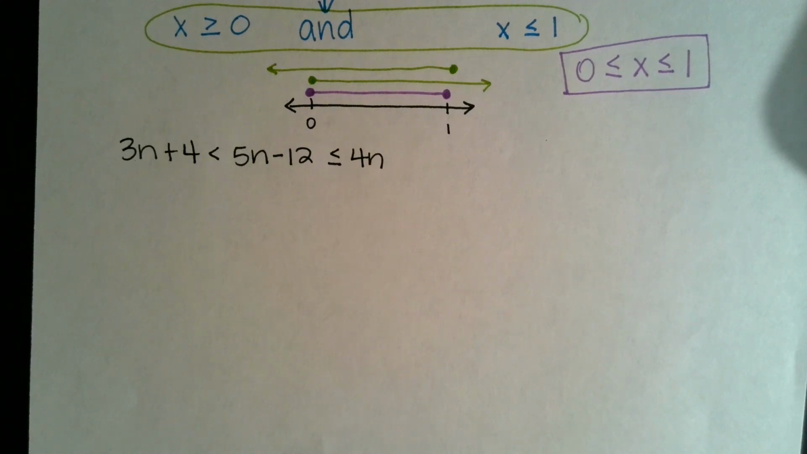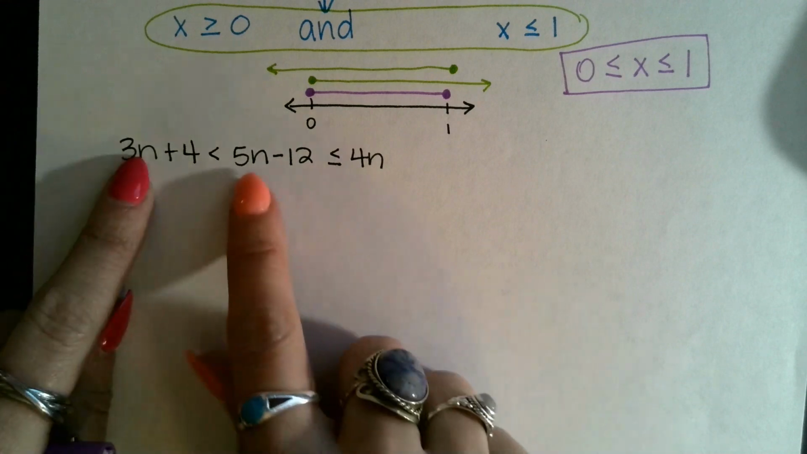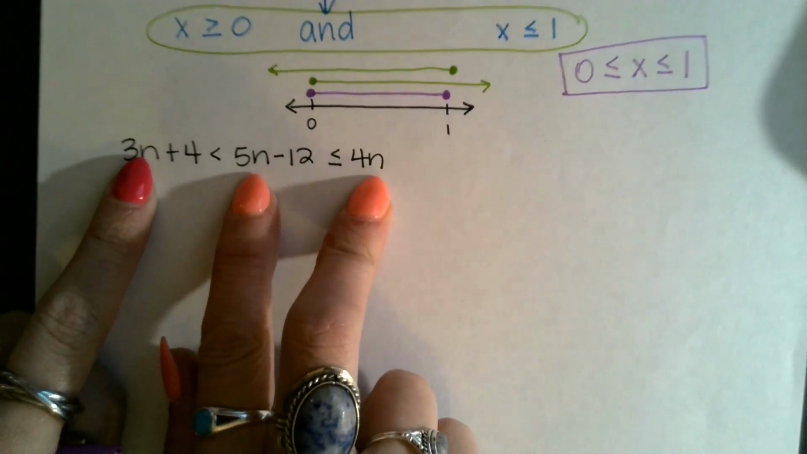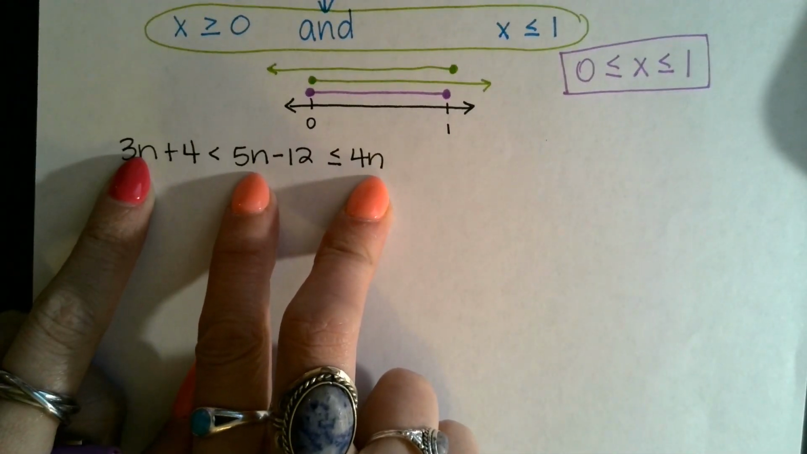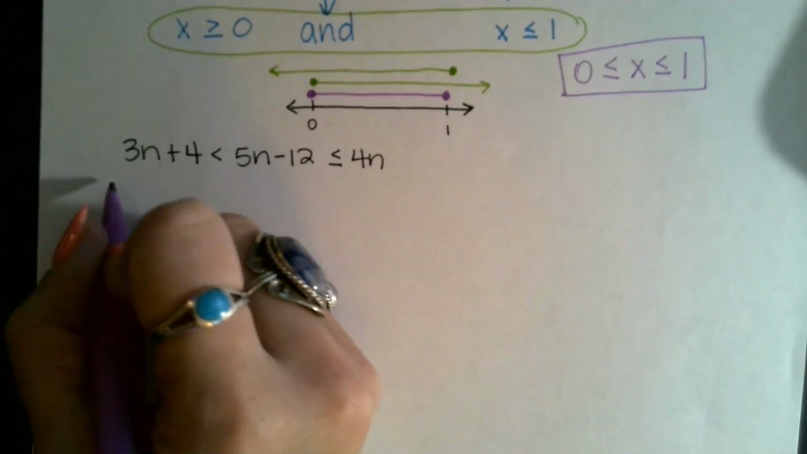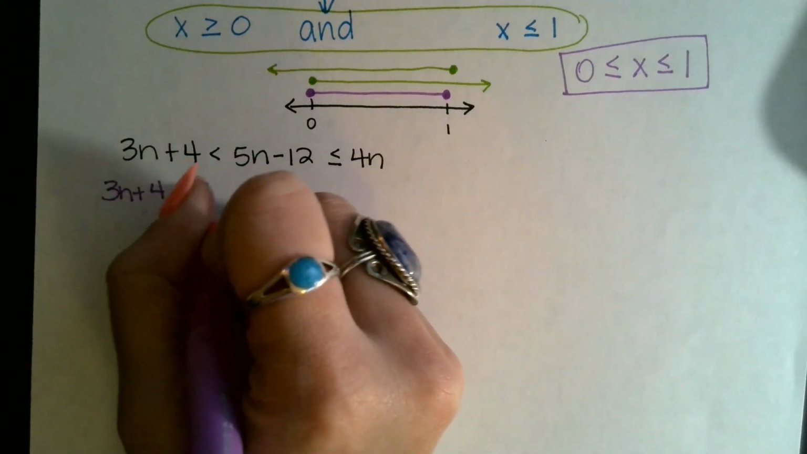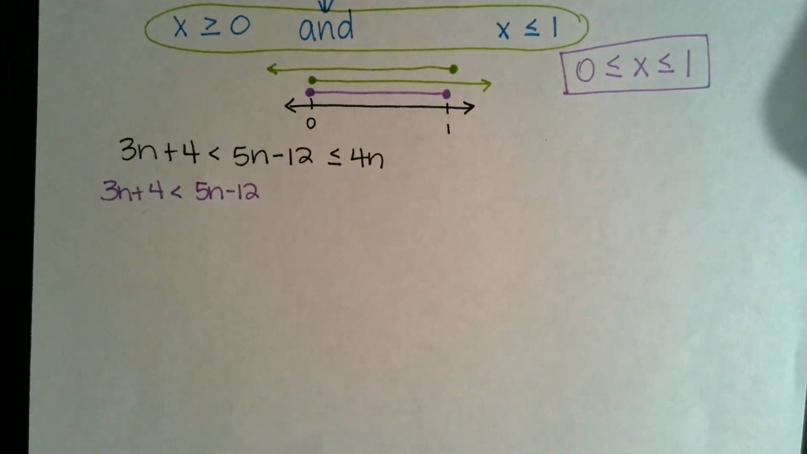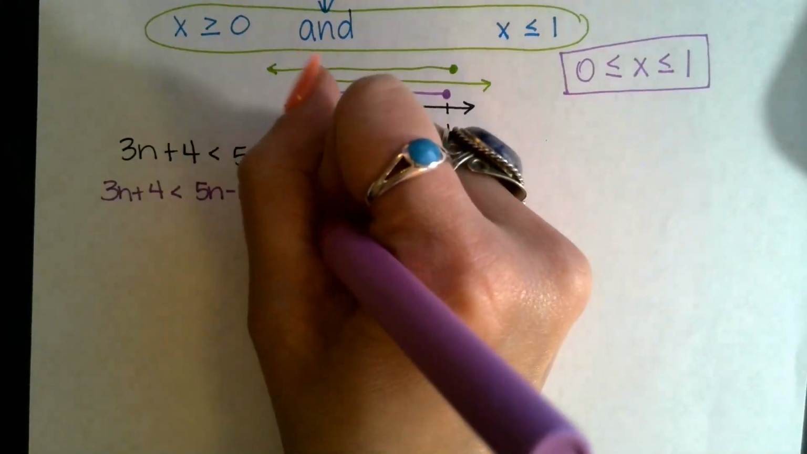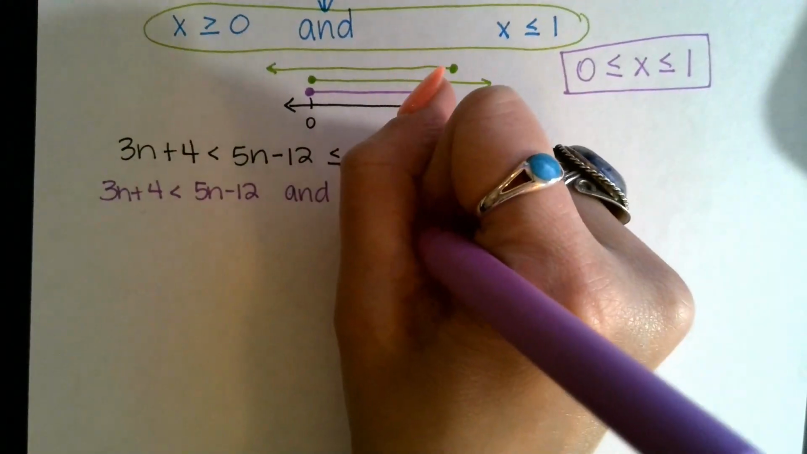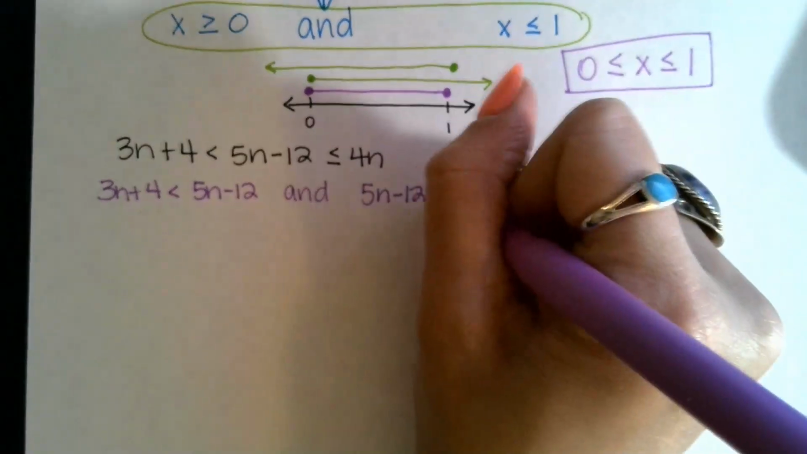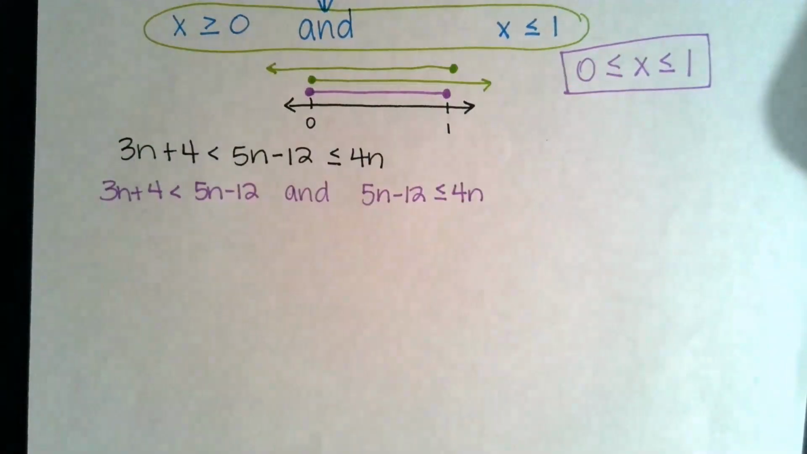So for this type of question, when we're in compact form, we like to try to solve it in compact form. But when you have a variable in all of your columns, you can't do that. You have to break it down into 2 pieces. So you write your first piece, which is 3n plus 4 is less than 5n minus 12. And you have your second piece, 5n minus 12 is less than or equal to 4n.